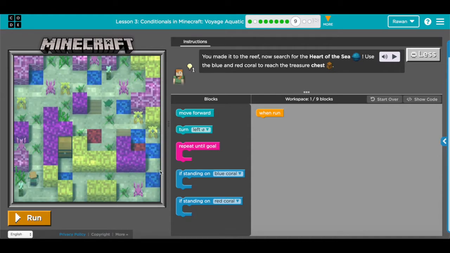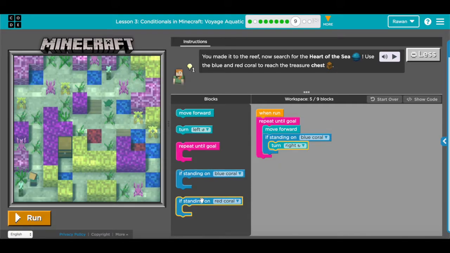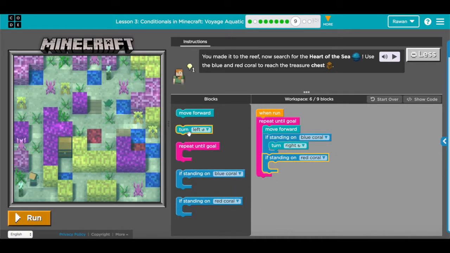That's the trick. So you need to use the repeat until goal, same as the previous level, but this time we're putting move forward. And if she's standing on the blue, this is our first conditional. If she stands on the blue, she has to turn to the right direction. But if she stands on the red, she's going to turn to the opposite direction. That's the trick, which is the left. Let's check it out.